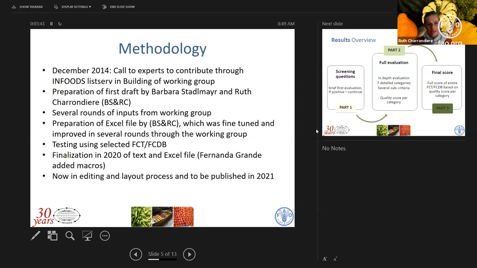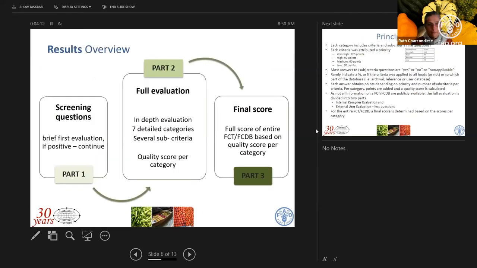And then the text and the Excel file were finalized last year. At that stage, I would really like to say a great thank you to Fernanda Grande, who added all the macros to the Excel file. And now I hope that we would have published it already, but it is still in the editing and layout process and will be published very soon, but in any case in 2021.